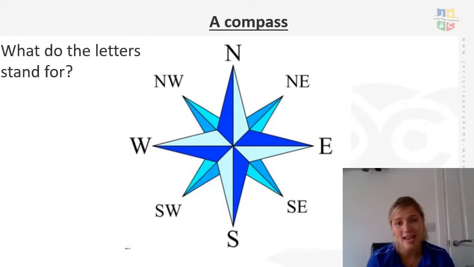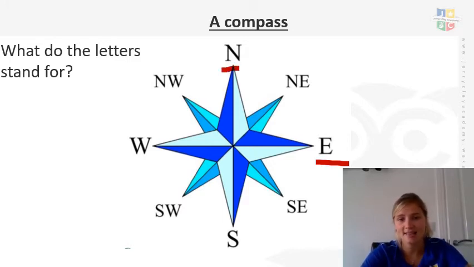So this is called a compass, and a compass helps us with our directions to know where things are. Now there's different letters on a compass. The main ones are N, E, S and W. Now I'd first like you to write, you can copy out this compass if you like, or alternatively you could just draw a nice simple drawing to show the compass.